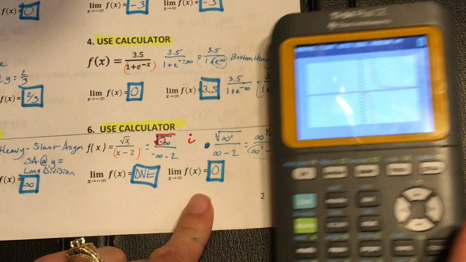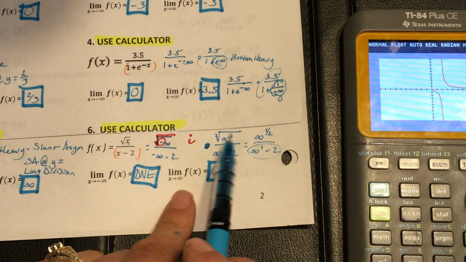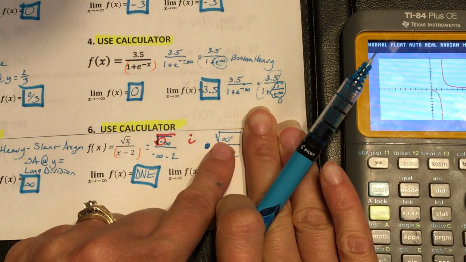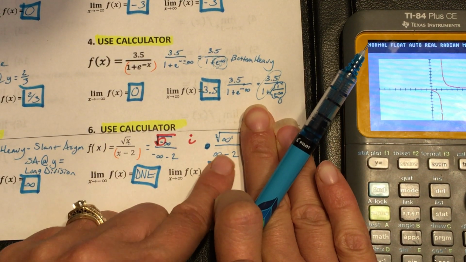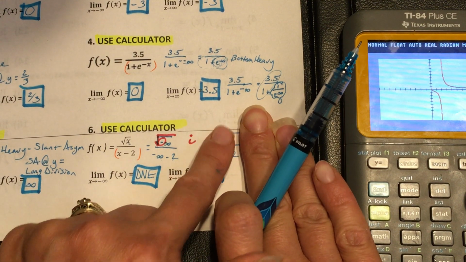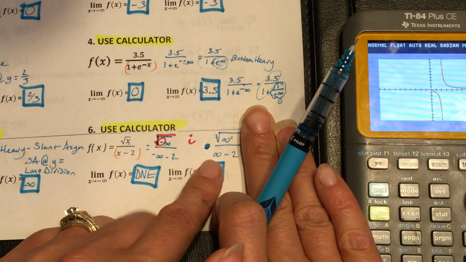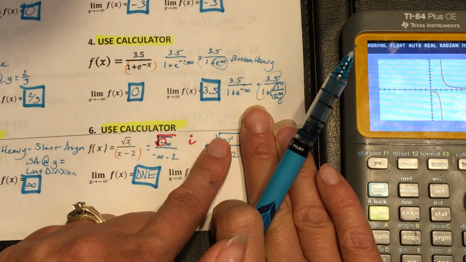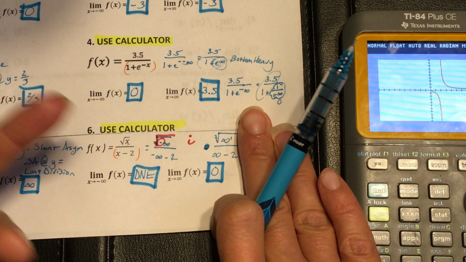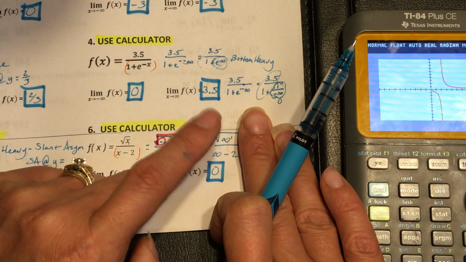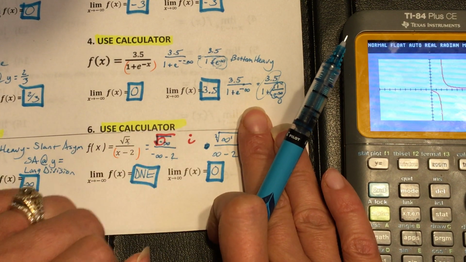So moving on to the next one. If we plug in infinity, square root of infinity, and then infinity minus 2. If you're looking at those going, well, I'm pretty sure infinity is going to be bigger than the square root of infinity, you would be right. So the bottom is going to be getting larger faster than the top.